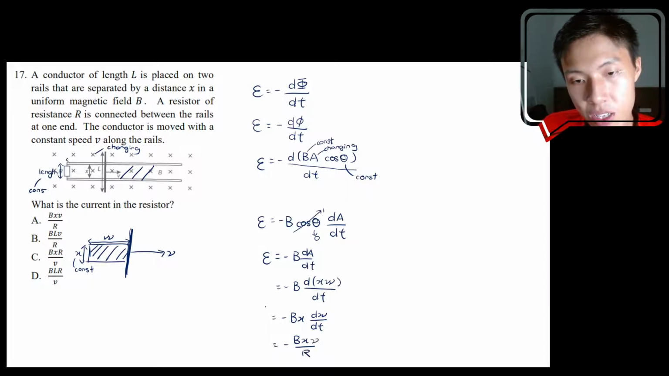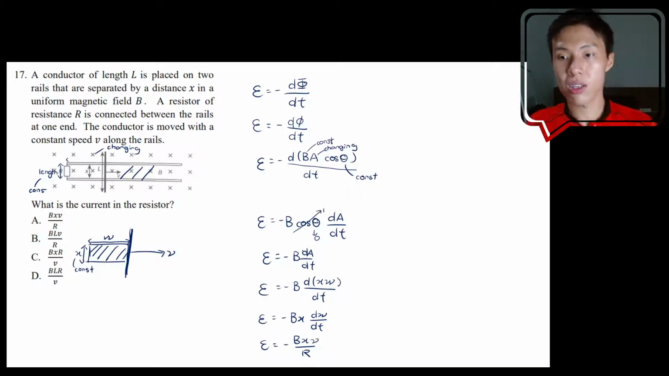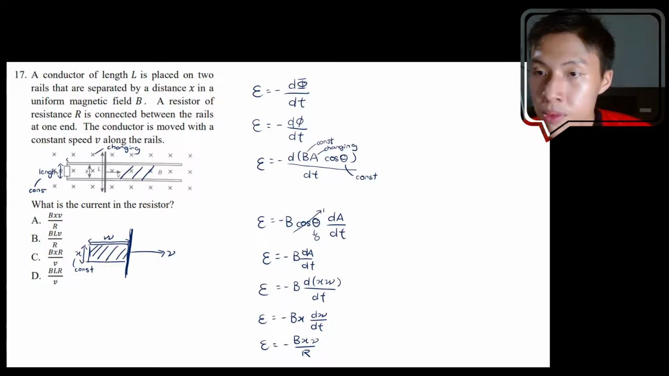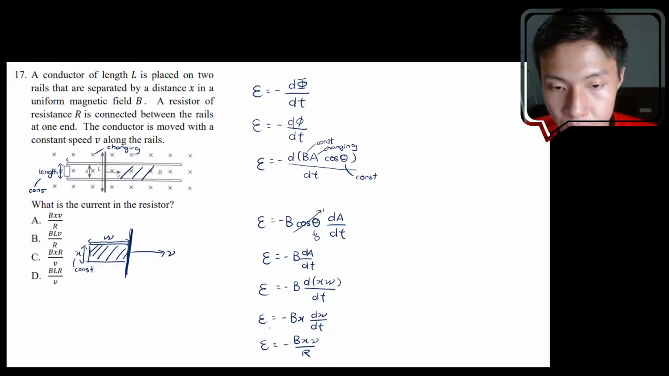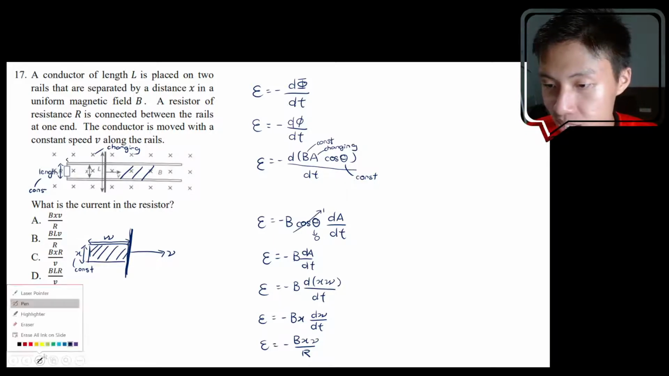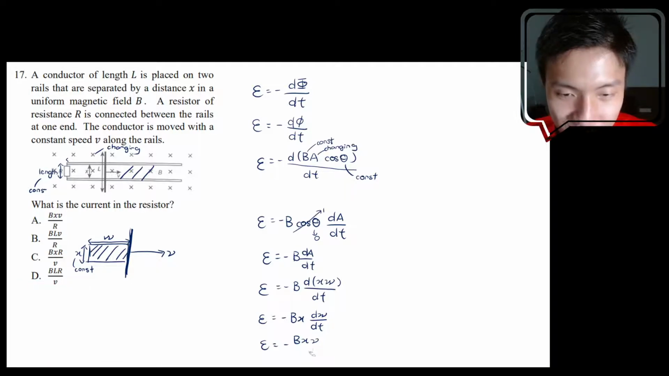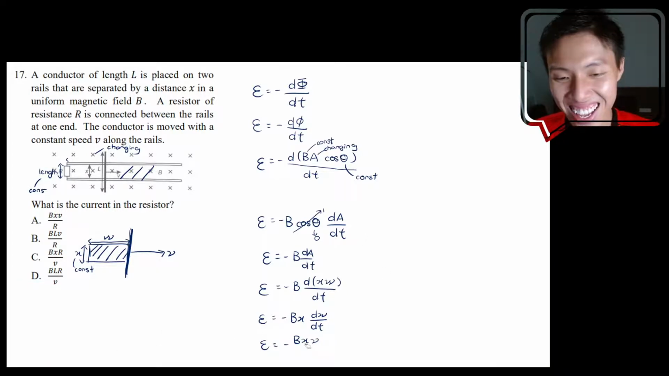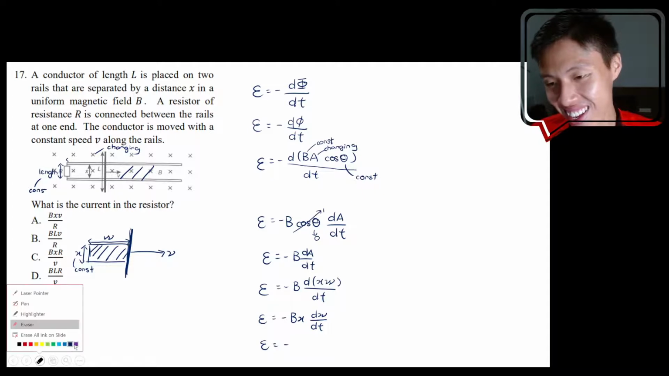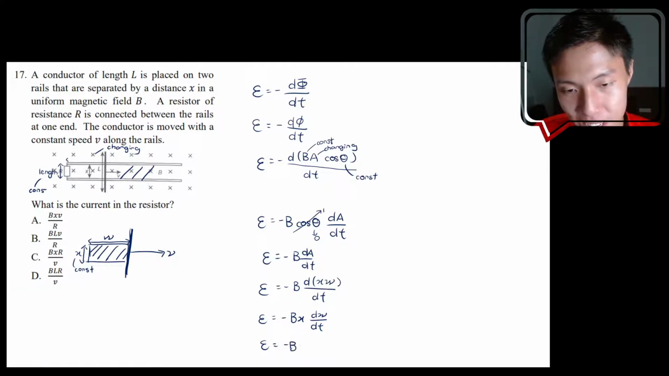Okay, so this is epsilon over here. Hey, what am I doing? BXV, there's no R. Why do I introduce R inside there? Got too nervous. Okay, this is just normal B, this is just normal X, but this one changed to V.